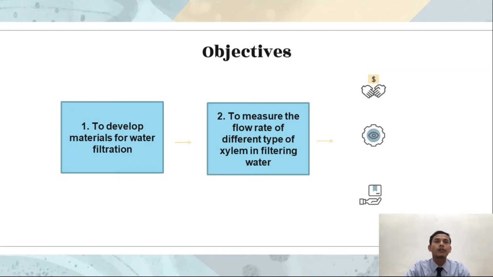There are several objectives from this study. Firstly, it is to develop materials for water filtration, and second, it is to measure the flow rate of different types of xylem in filtering water.